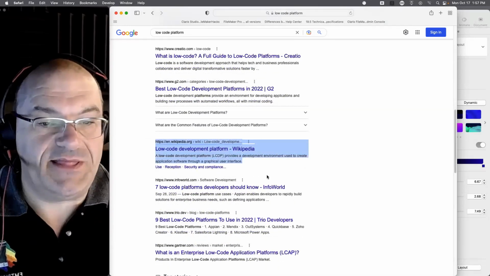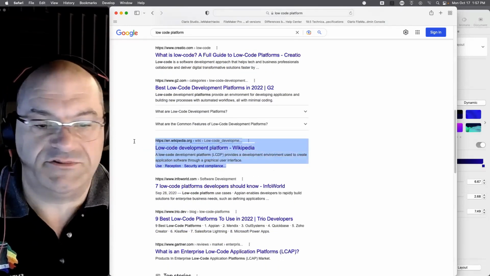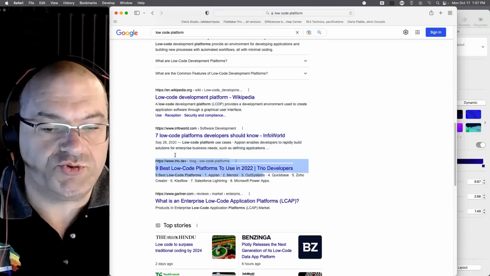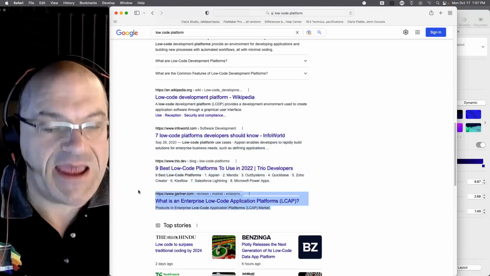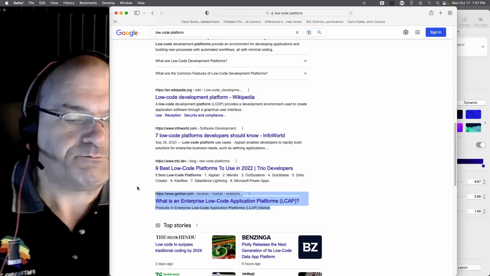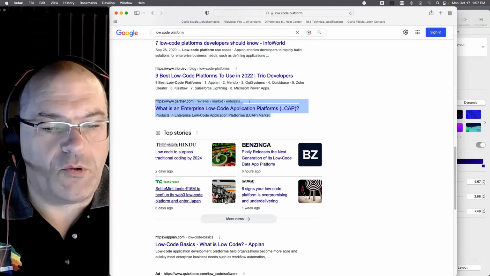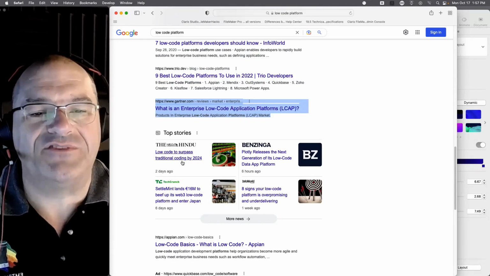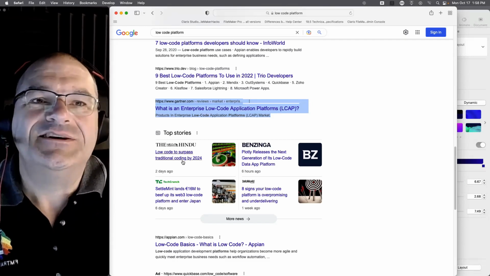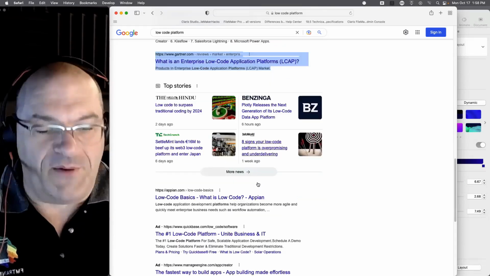Wikipedia, which is interesting. They have a big entry there. Somehow Amazon or Google thinks that's important. InfoWorld, Trio, Gartner, once again, you have to pay. That is paid right there. Then you've got a couple news stories. So it's such a high traffic area. It's like typing Bitcoin valuation. It's such a high traffic search that you start getting news stories behind it, right?